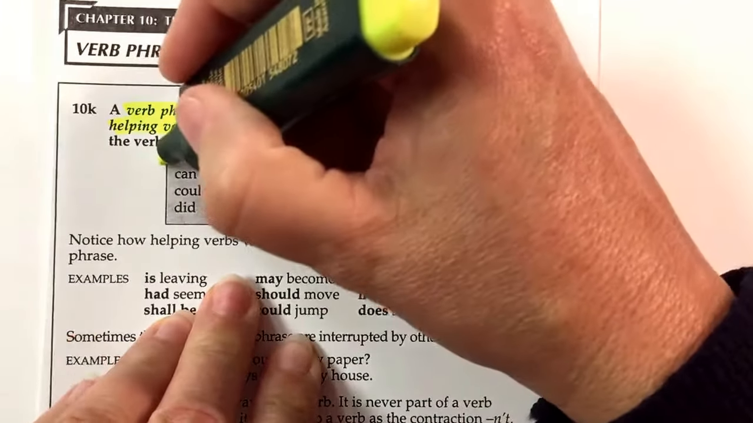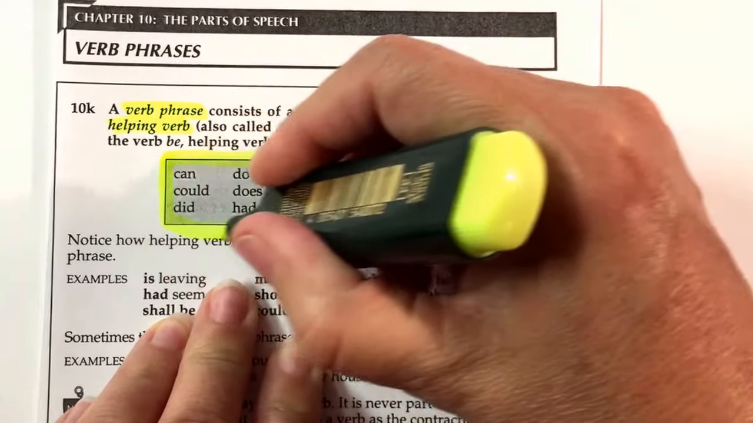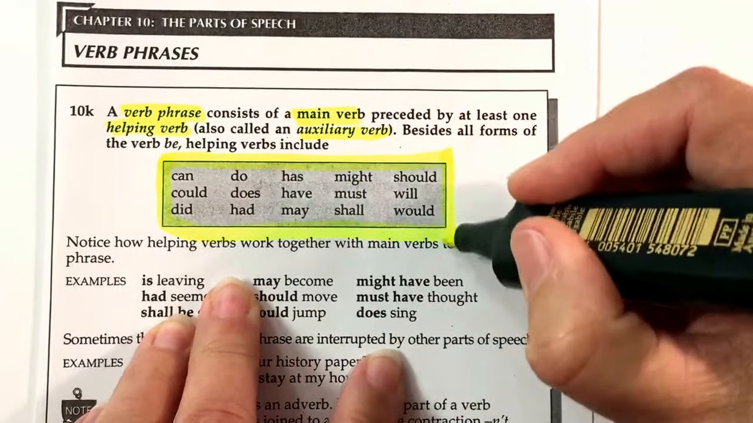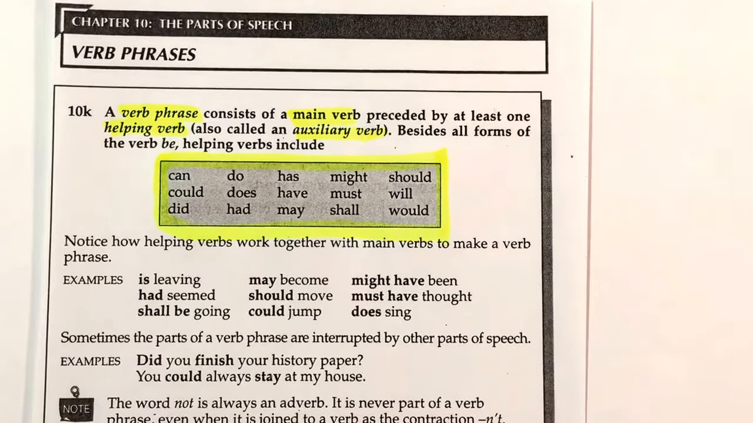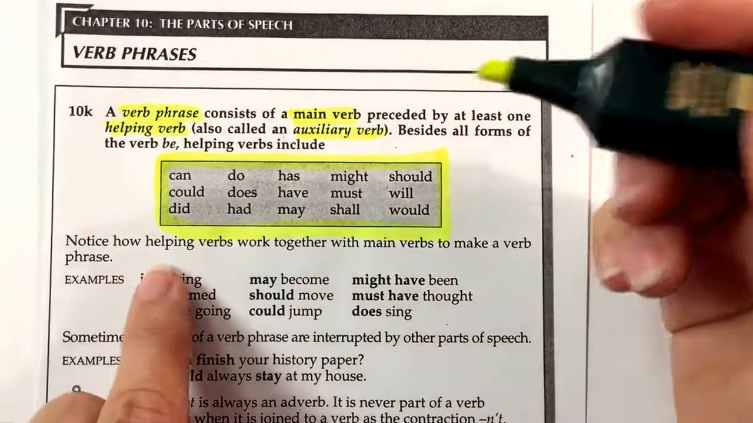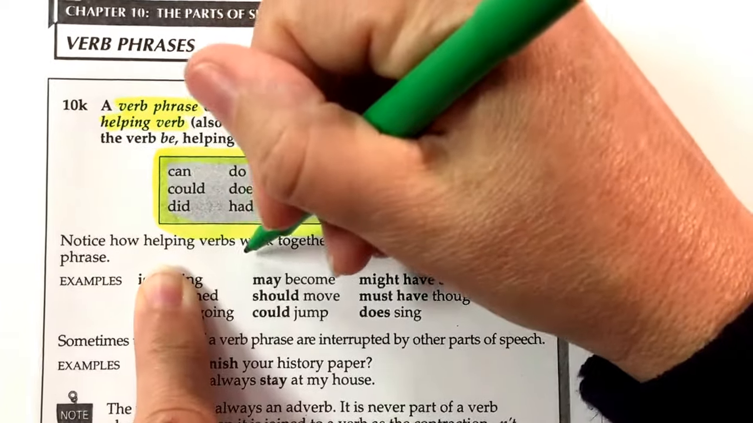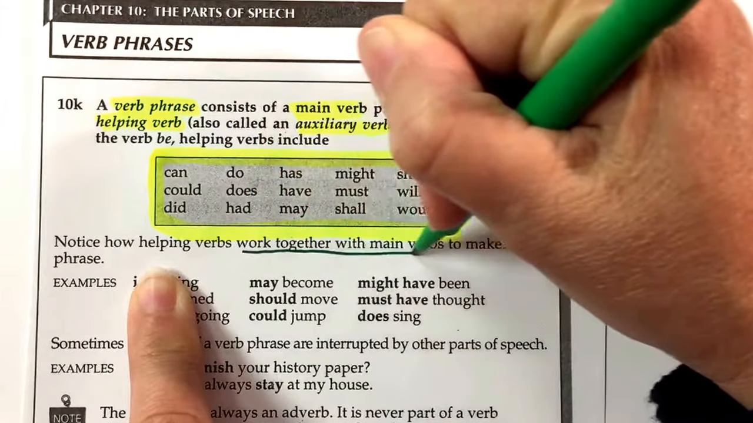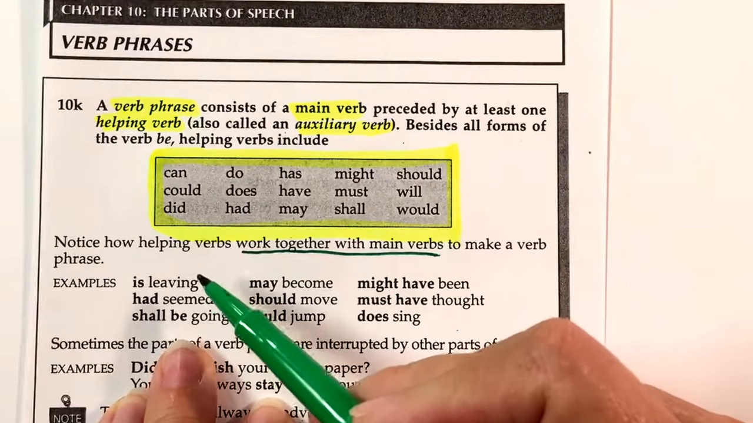So let's go ahead and make a highlight around their box again, so these stick out, and maybe even tab this page, page 109, as something you come back and look at as you're doing the assignments today or later. Okay, so I want to point out, notice how helping verbs work together with the main verbs to make a verb phrase. So here's an example.